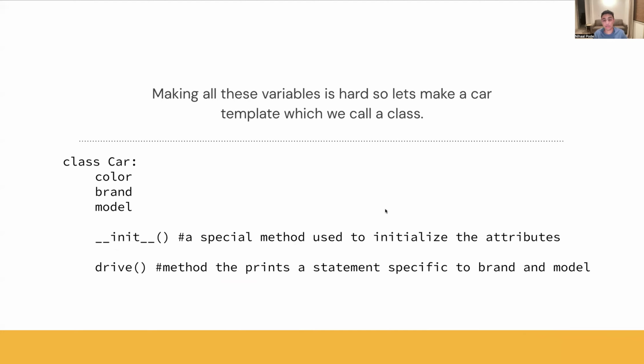So let's make a car template, which we call a class. So, class Car, with color, brand, and model. And the first thing we'll learn about is init. It is a special method to initialize the attributes, and then the drive() method that prints a statement specific to brand and model.